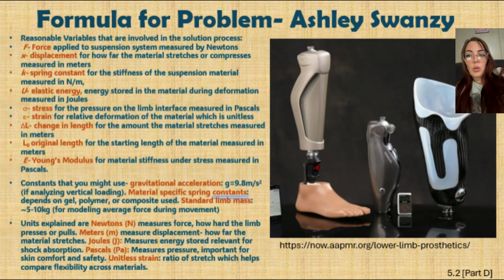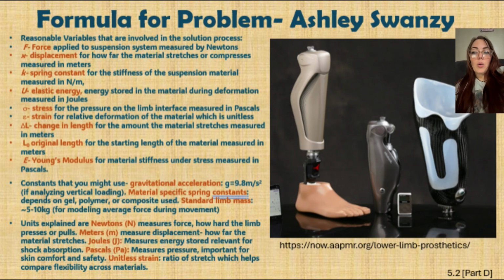Constants that you might use: gravitational acceleration if analyzing vertical loading. Material-specific spring constants depend on gel, polymer, or composite use. Standard limb mass for modeling average force during movement.